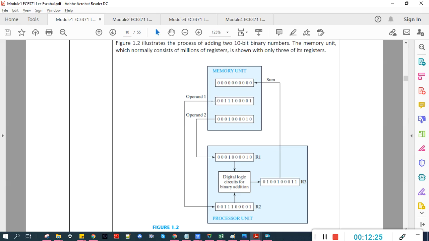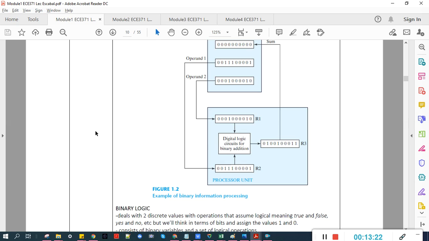From the memory unit, operand 1 and operand 2 are fetched, then transferred to the processor unit. Operand 1 is stored in register R2, and operand 2 is stored in register R1. Then this data is transferred to the digital circuit module that performs the binary addition. The result of that operation is stored in register R3, and from register R3 the result, called the sum, is transferred back to the memory unit and stored in this register. As simple as that.